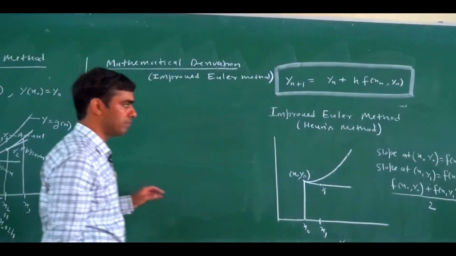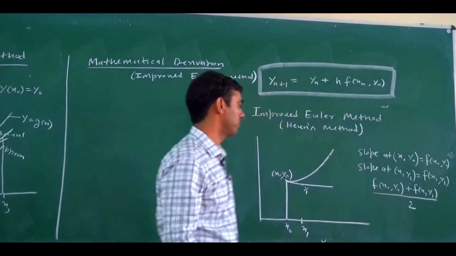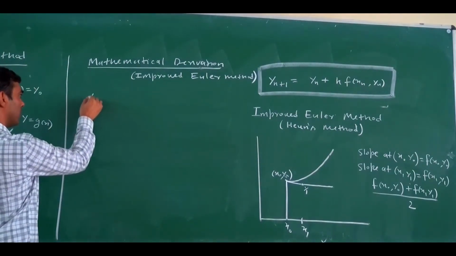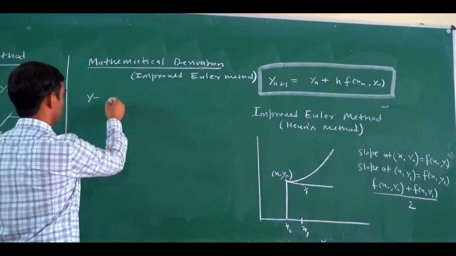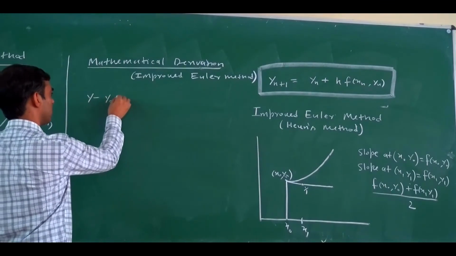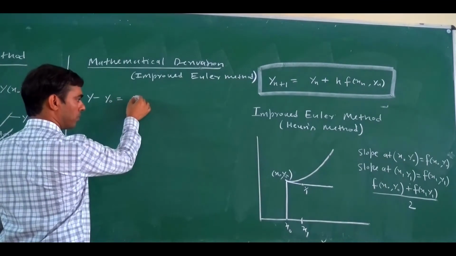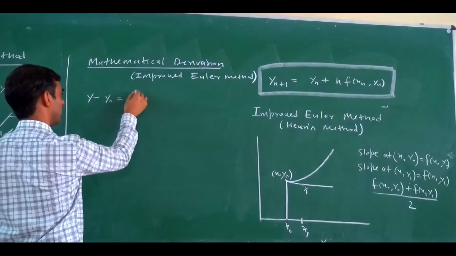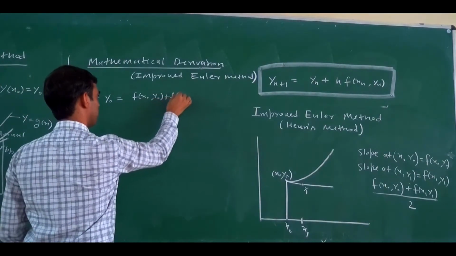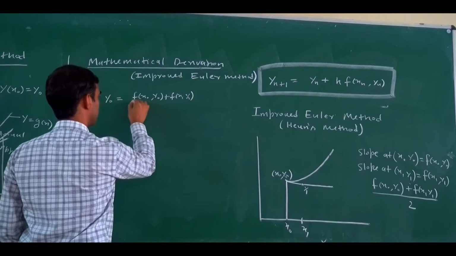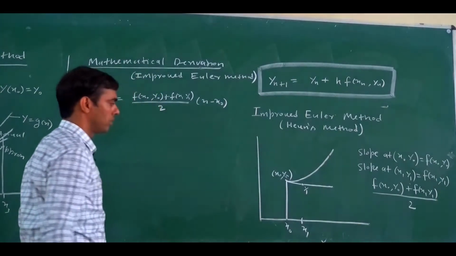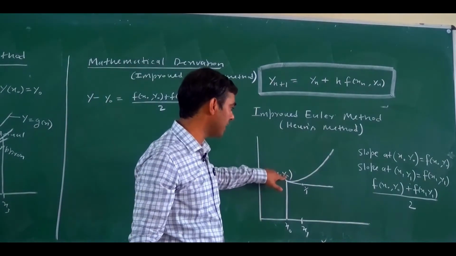So what is the equation of a tangent with this slope? The average of the two slopes. So this becomes: y minus y0, at this point, equals the slope times (x minus x0). What is the slope? The slope becomes [f(x0, y0) plus f(x1, y1)] divided by 2. This is the equation of a tangent at (x0, y0).